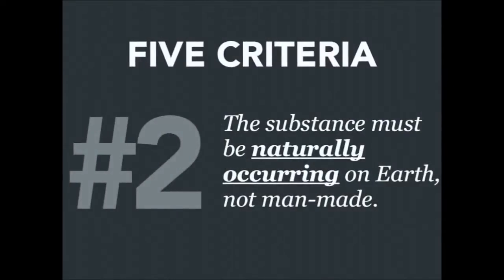Number 2, the substance must be naturally occurring on Earth. This means it cannot be man-made. So, for example, plastic is not considered a mineral because it doesn't exist naturally. It's created by humans. Must be naturally occurring.